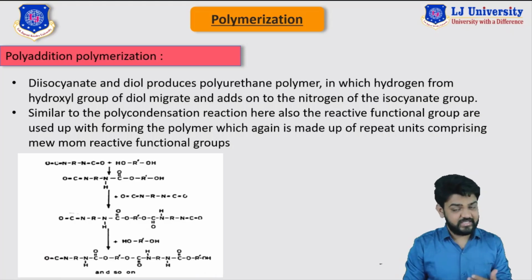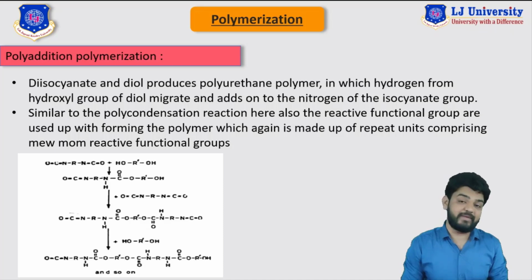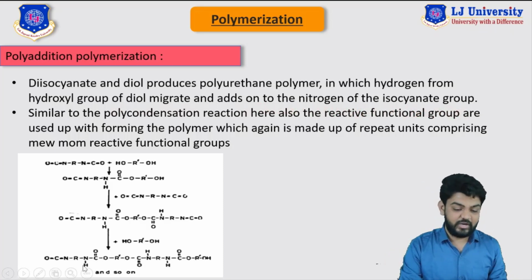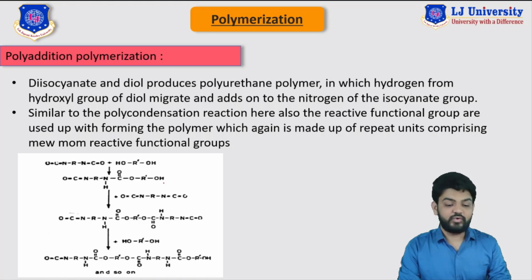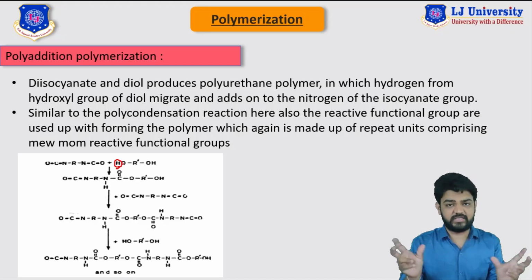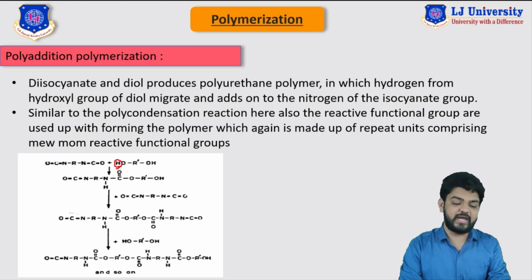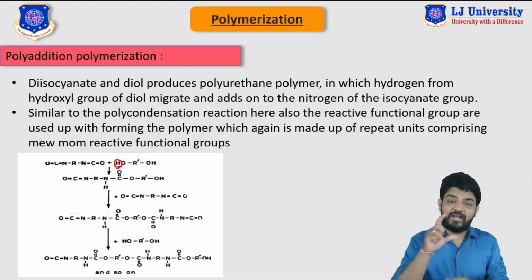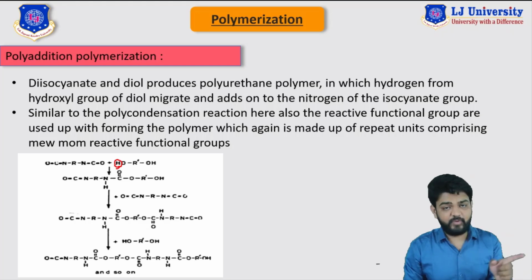So now let's understand the actual mechanism behind this polyaddition polymerization technique with the help of this particular example. You can see here, in which hydrogen from the hydroxyl group of the diol migrates and adds to the nitrogen of this isocyanide group. Now let me just take a pen. You can see here this hydrogen from the diol, right? This particular hydrogen, from either of the two hydroxyl groups. You can see here we are taking this hydrogen. This hydrogen will now migrate, as we have seen in the styrene example, and add to the cyanide group of another monomer.